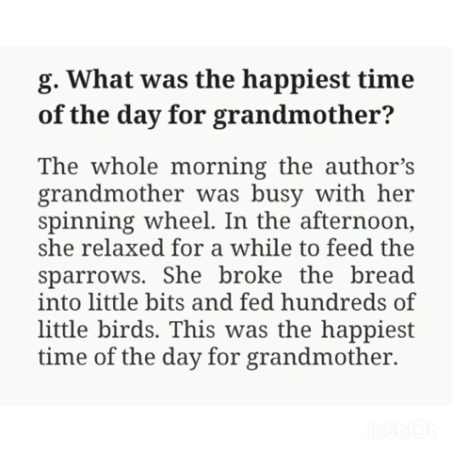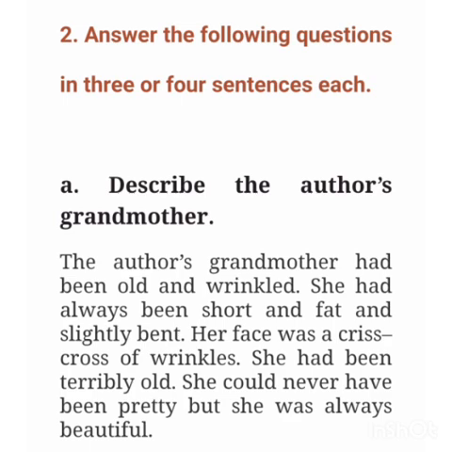2. Answer the following questions in 3 or 4 sentences each. It carries 3-mark questions. A. Describe the author's grandmother. The answer is, the author's grandmother had been old and wrinkled. She had always been short and fat and slightly bent. Her face was a crisscross of wrinkles. She had been terribly old. She could never have been pretty, but she was always beautiful.